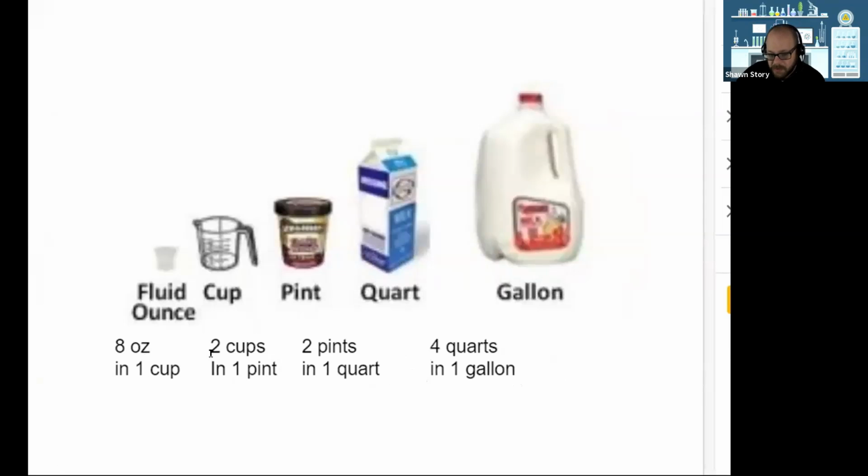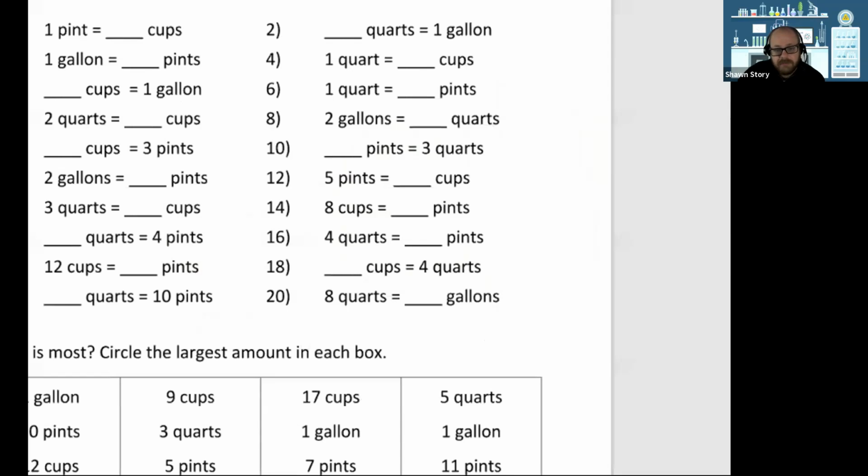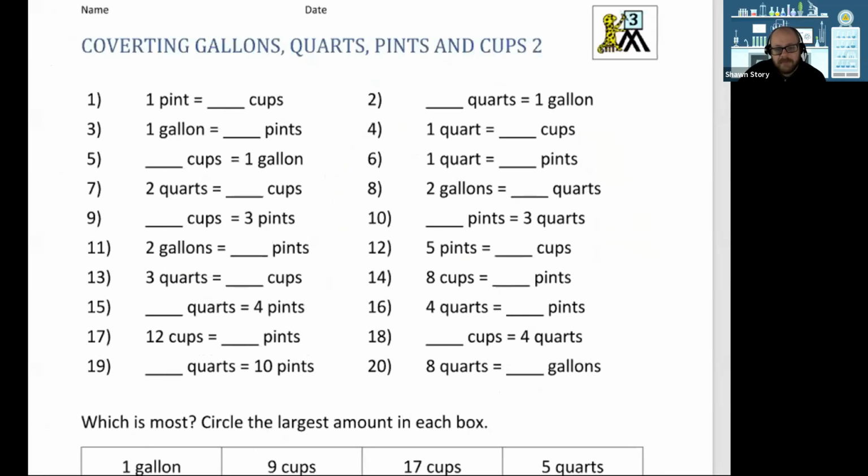Where we have 8 fluid ounces is 1 cup, 2 cups is 1 pint, 2 pints is 1 quart, and 4 quarts is 1 gallon. This we'll actually have to have off to the side when we're doing the rest of these problems here. So I'm going to pull that off to the side and pull up our questions. So here's our question. Number 1, we got 1 pint. How many cups is 1 pint? 2. 2 cups to a pint.